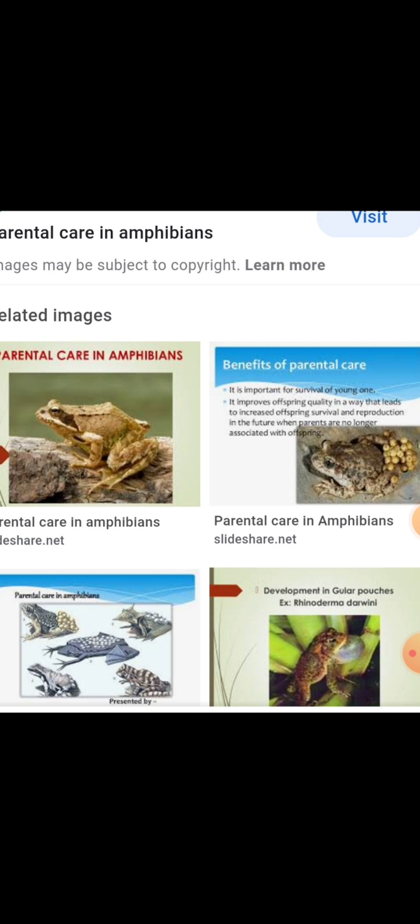Today, let's learn about parental care in amphibia. Parental care in amphibians.